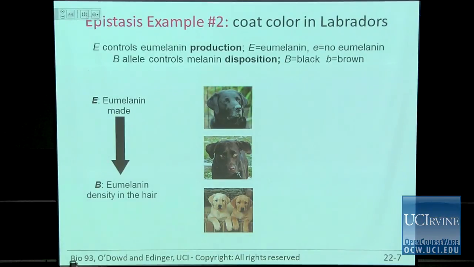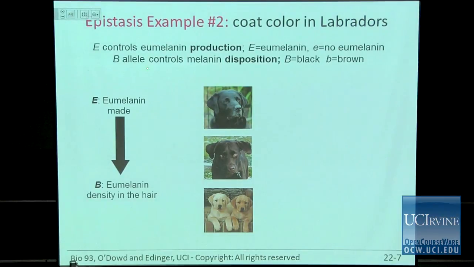So this is example number 2. It's coat color in Labradors, another classic example of epistasis. So there's 2 genes involved here. The first one is E. The E locus controls eumelanin production. Eumelanin is the pigment that's going to turn the hair black or brown. So if you have a dominant allele, you make eumelanin, and it can turn the hair into a pigmented hair, either black or brown. If you have a little e, you don't make any melanin, and you end up being a golden color, or a yellow lab.